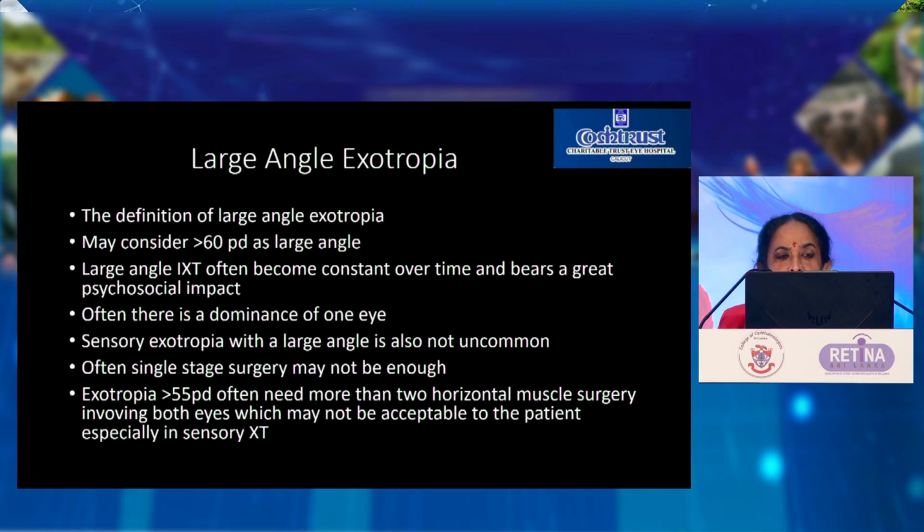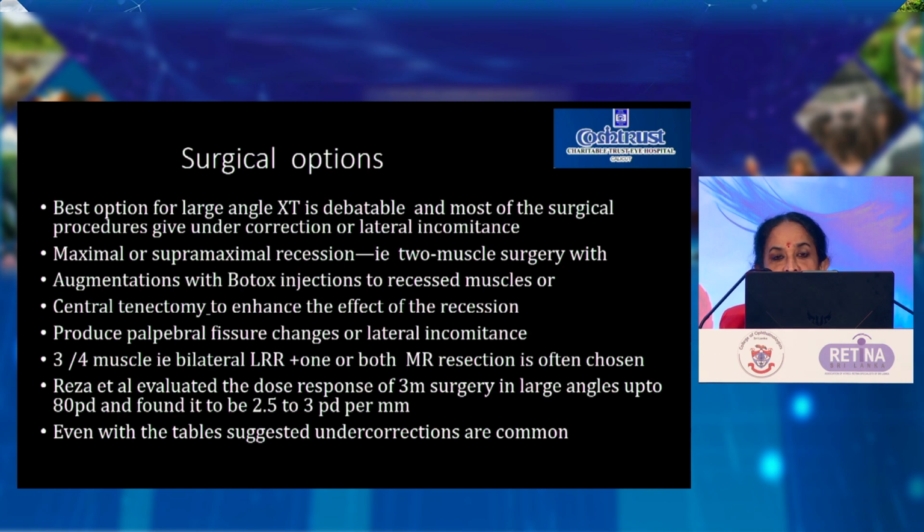Sensory exotropia, often this single stage surgery may not be enough in these cases, and exotropia of more than 55 prisms often needs more than 2 horizontal muscle surgery involving both eyes, which may not be acceptable to the patient, especially in sensory exotropia. So, coming to the surgical options, the best option for large angle exotropia is debatable, and most of the surgical procedures give undercorrection or lateral incomitance is not uncommon.